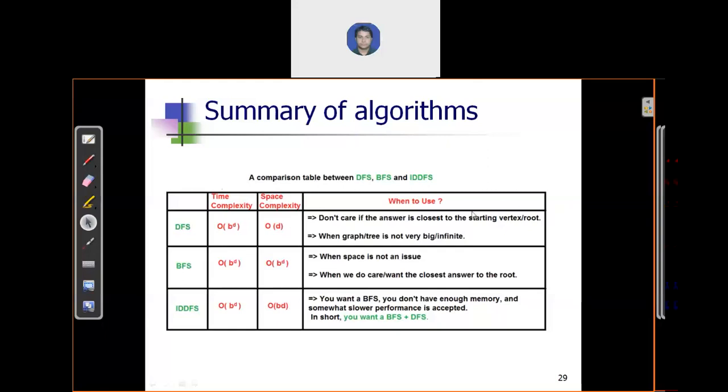So this is all about the uninformed search techniques. We have covered all uninformed search techniques: BFS, DFS, bidirectional search, and iterative deepening DFS. In the next class, we will discuss informed search techniques, or heuristic search techniques.